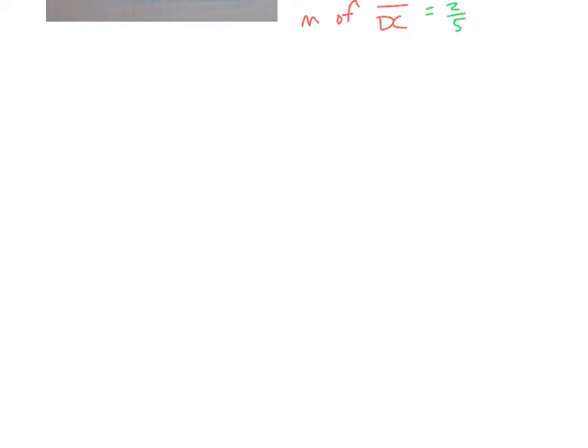Okay, perpendicular lines. Two non-vertical lines are perpendicular if and only if the product of their slopes is -1. Vertical lines are always perpendicular to horizontal lines.